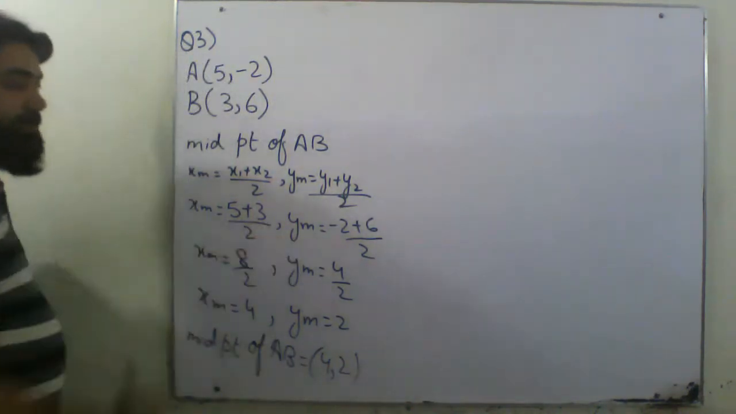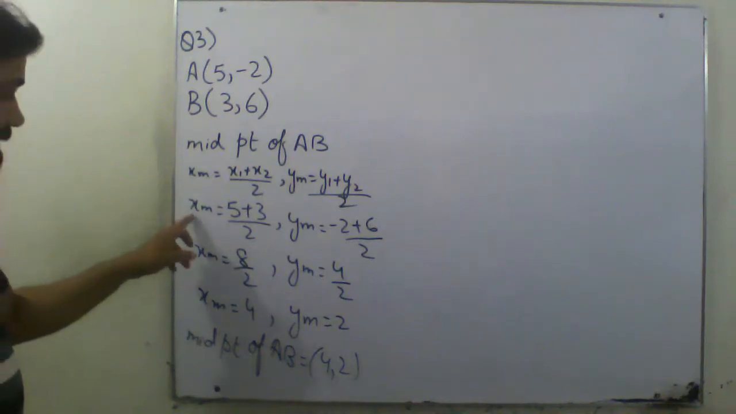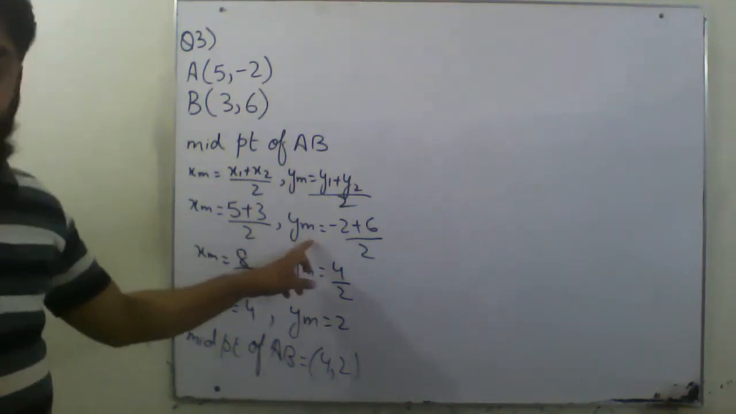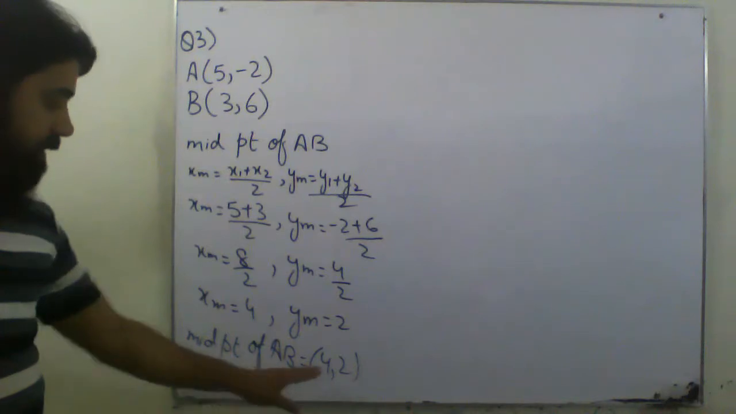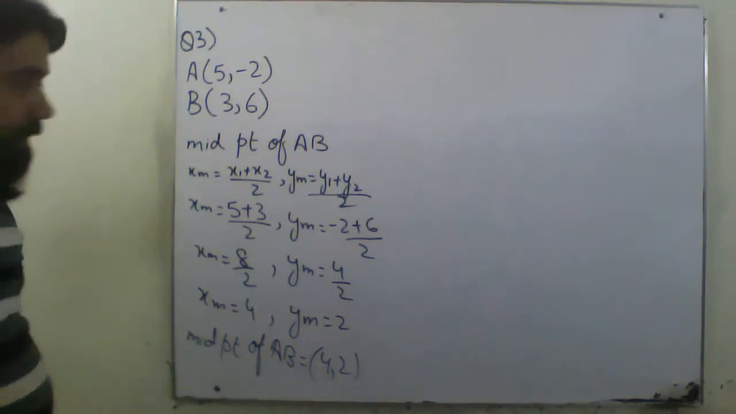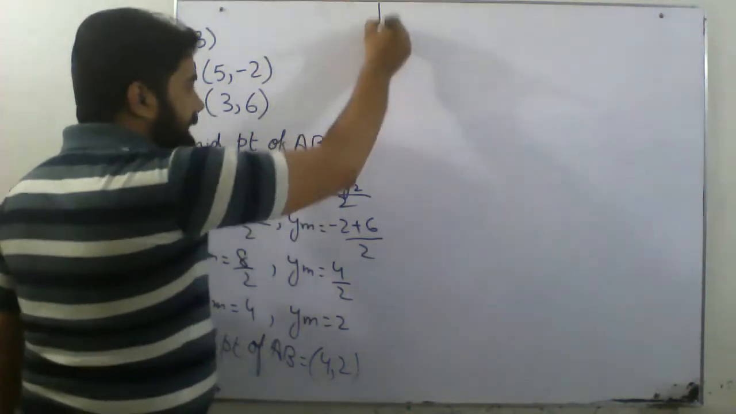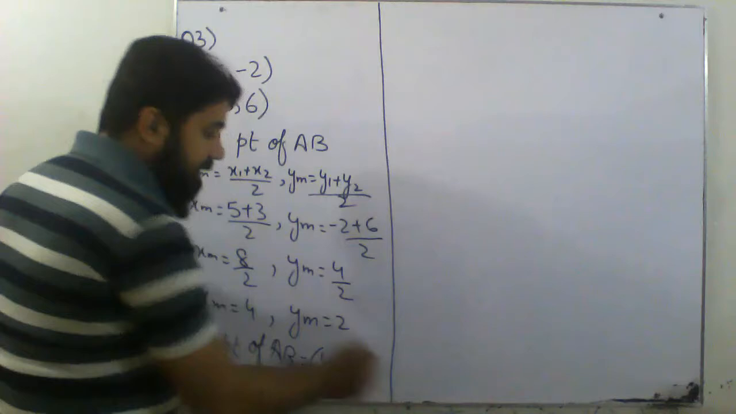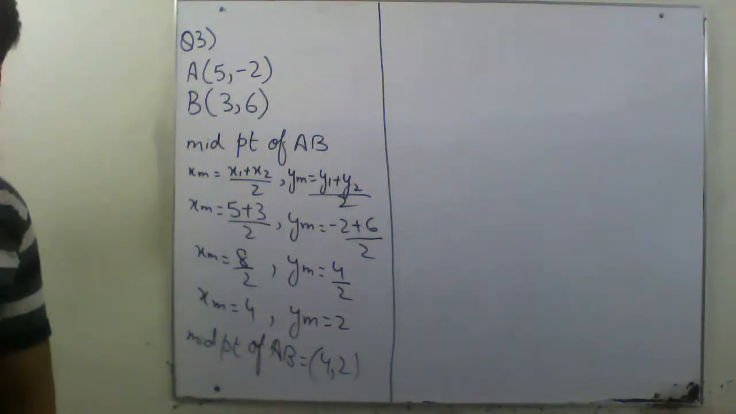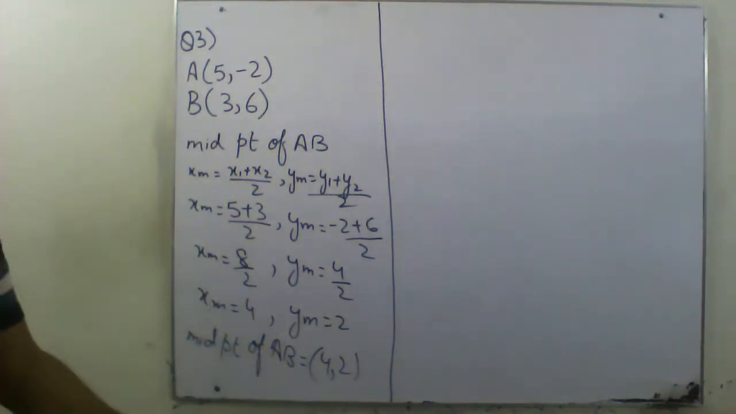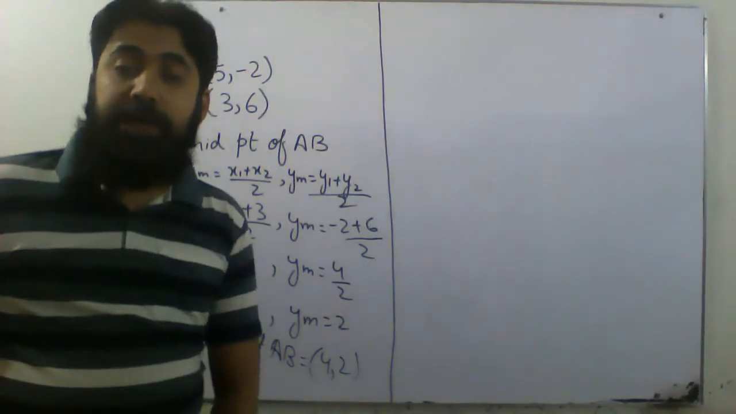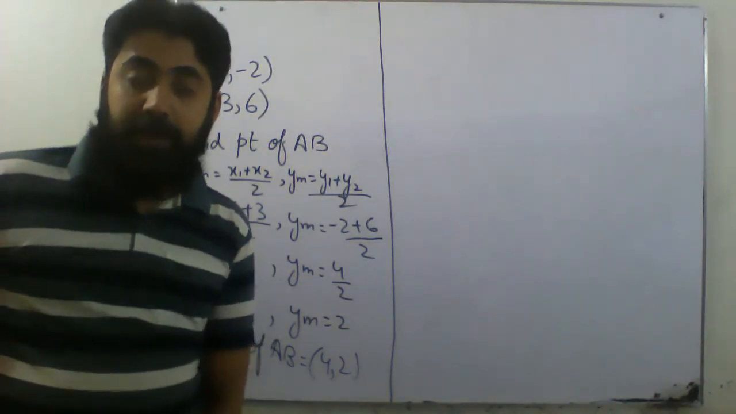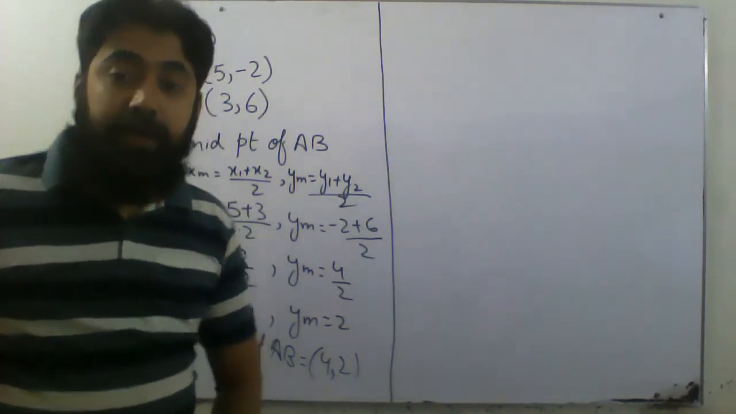Why have I written xm and ym? X coordinate of midpoint, y coordinate of midpoint, that is the representation I have written over here. So I have got midpoint of AB equals 4 comma 2. Next thing, in order to find the equation of the perpendicular bisector, I have to go for the gradient of AB.